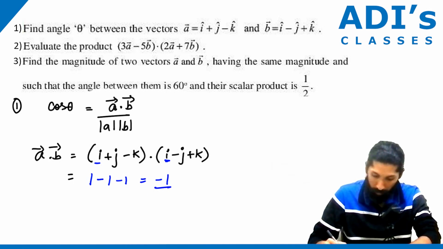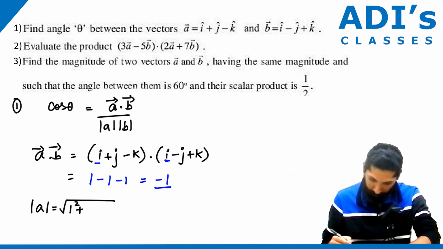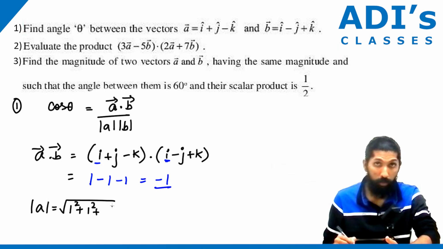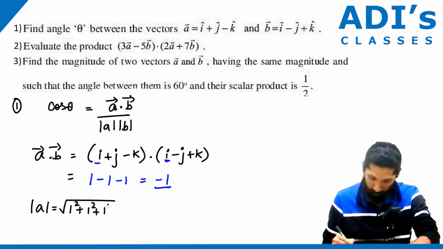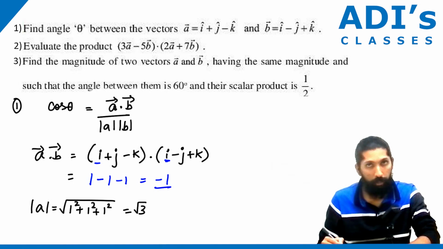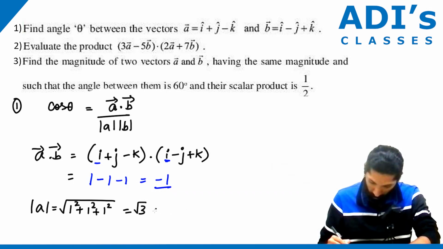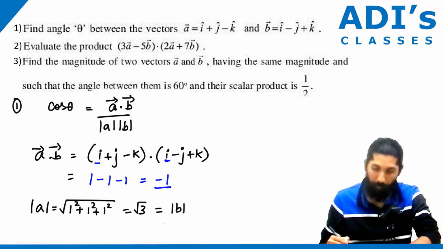Now, what is mod of A? So we'll do it here itself. Mod of A becomes root of 1 square plus 1 square plus minus 1 whole square, which is also root 3. Don't you think mod of B will also be the same? It's going to be the same, right? So this is also equal to mod of B.